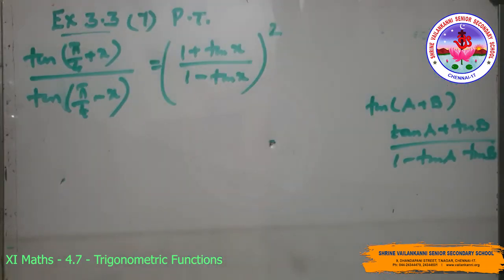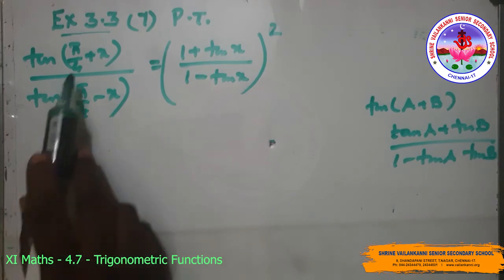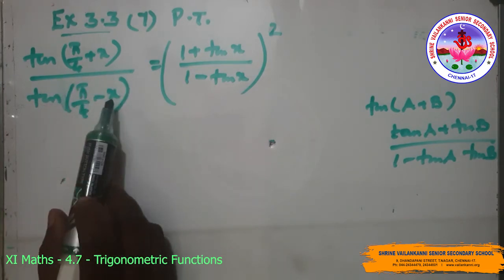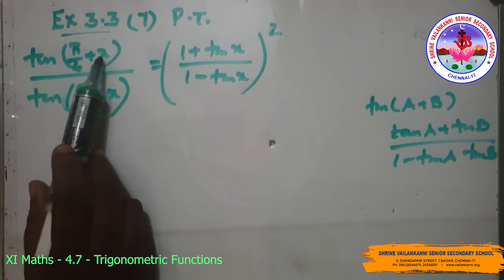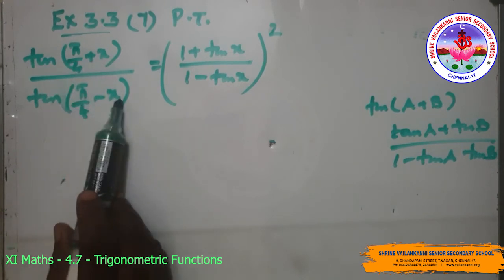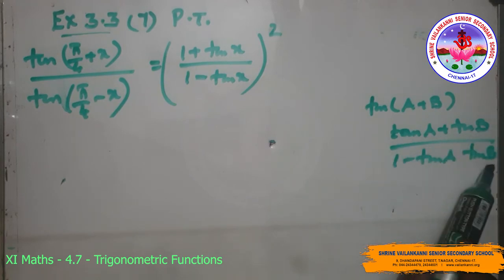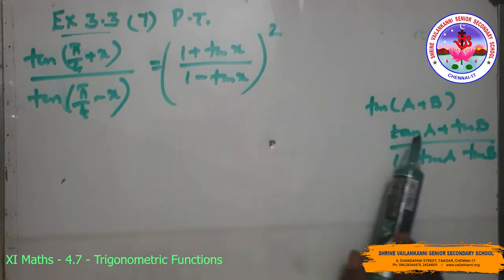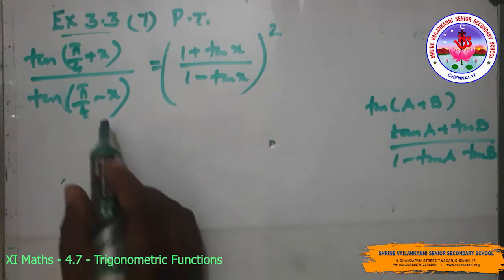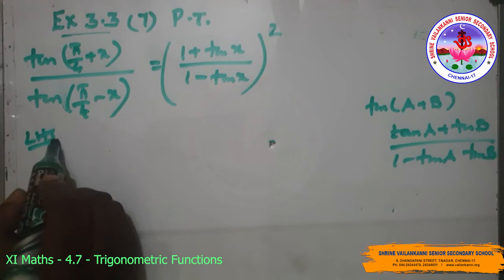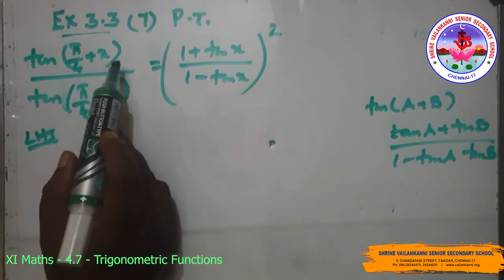Seventh question, prove that tan pi by 4 plus x by tan pi by 4 minus x is equal to 1 plus tan x by 1 minus tan x whole square. So LHS is tan pi by 4 plus x by tan pi by 4 minus x. So using the formula tan A plus B and tan A minus B. So tan A plus B is tan A plus tan B by 1 minus tan A tan B. Tan A minus B is tan A minus tan B by 1 plus tan A tan B. So LHS, here A is pi by 4 and B is x.